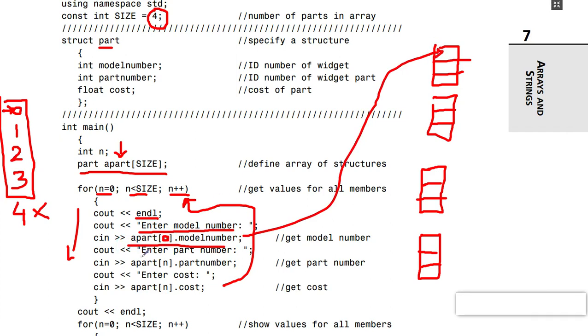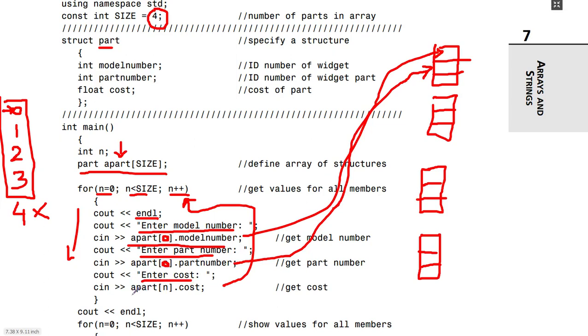Then it would ask the user to enter the part number. Since n equals 0, a part 0 dot part number, when the user enters the number, it would be saved in the second location, and then it would ask the user to enter the cost. It would print this, and then wait for the user to enter a number. Since at this time n equals 0, a part 0 dot cost would mean this location, and when the user enters a number, it would be saved in this location. So for the first structure, the user would enter these 3 numbers.